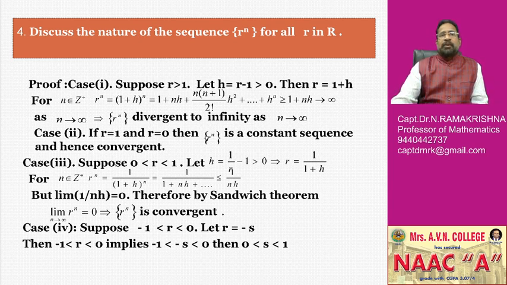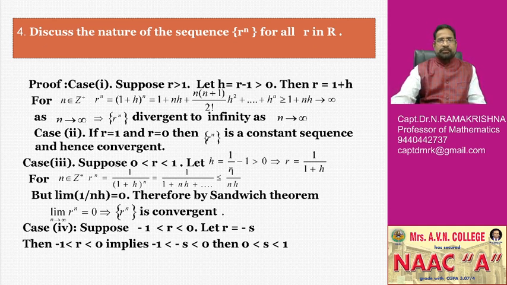Using the binomial theorem, this can be written as 1 plus nh plus n(n minus 1)/2 factorial h square and so on. So in total this is greater than or equal to 1 plus nh, which tends to infinity as n tends to infinity. So we conclude that the sequence r power of n diverges to infinity as n tends to infinity.